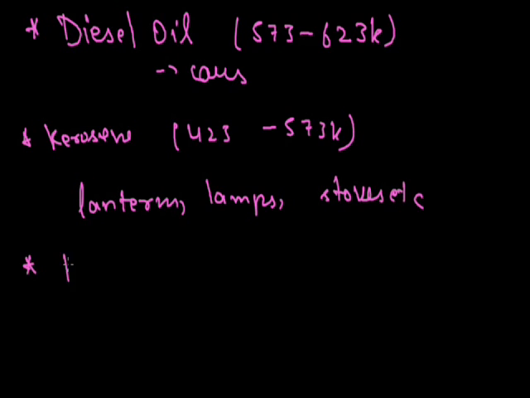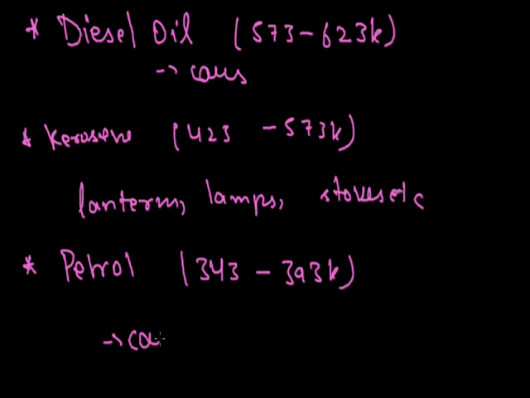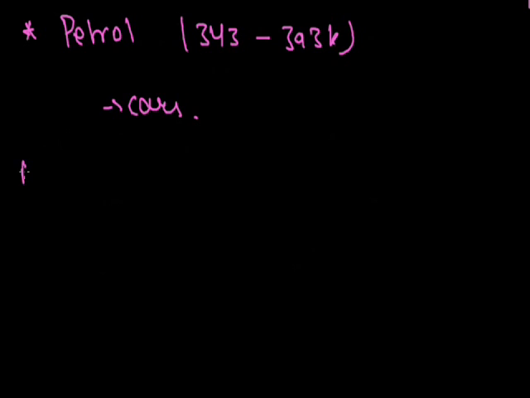Next component is petrol. Its boiling range is 343 to 393 Kelvin. It is used in cars, buses, and all the vehicles for driving purposes, for transportation, used widely.